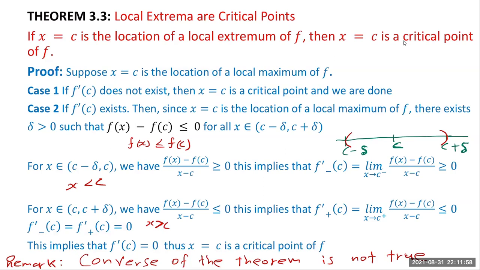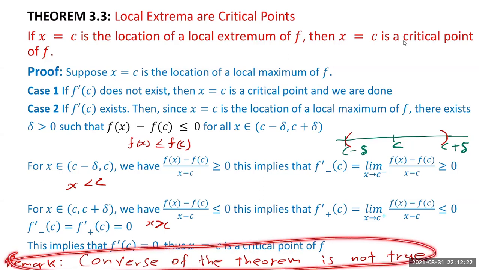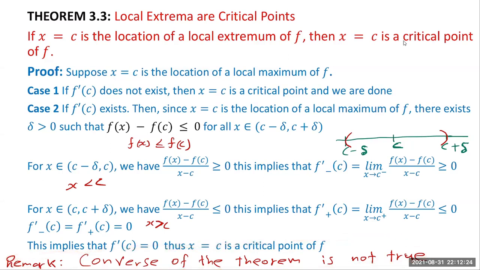By the way, this theorem proves that all local extrema of f are critical points, but the converse is not true. Okay, this theorem tells you that if you have a local extrema at x is equal to c, it is a critical point. But if you have a critical point, you cannot say that it is a local extrema. Okay, so let's provide a counterexample. Here I have put a remark. The converse of this theorem is not true.